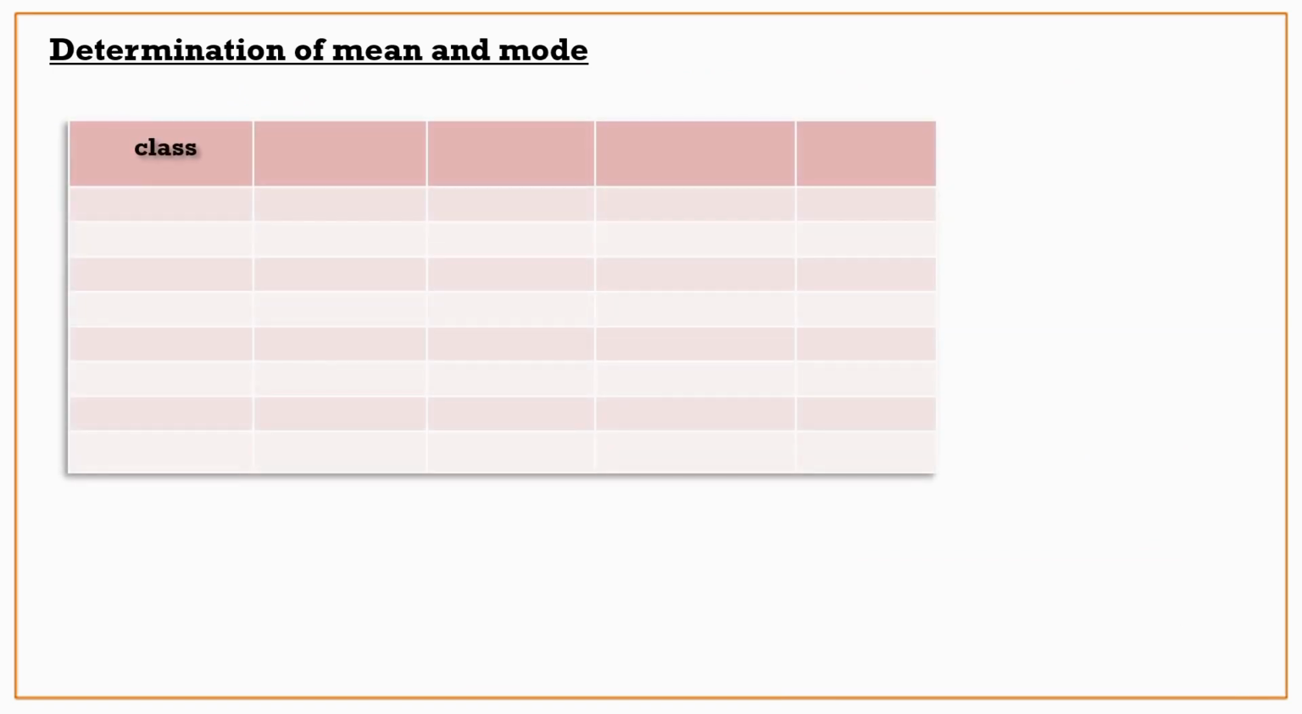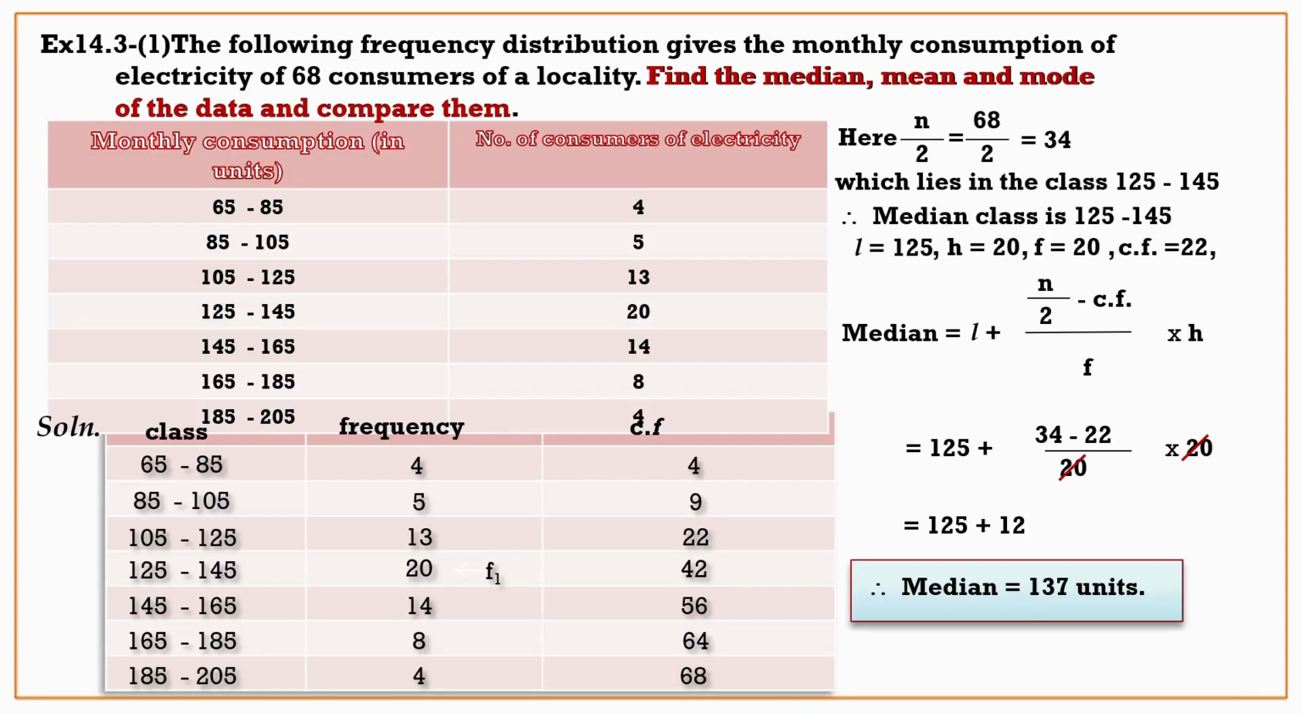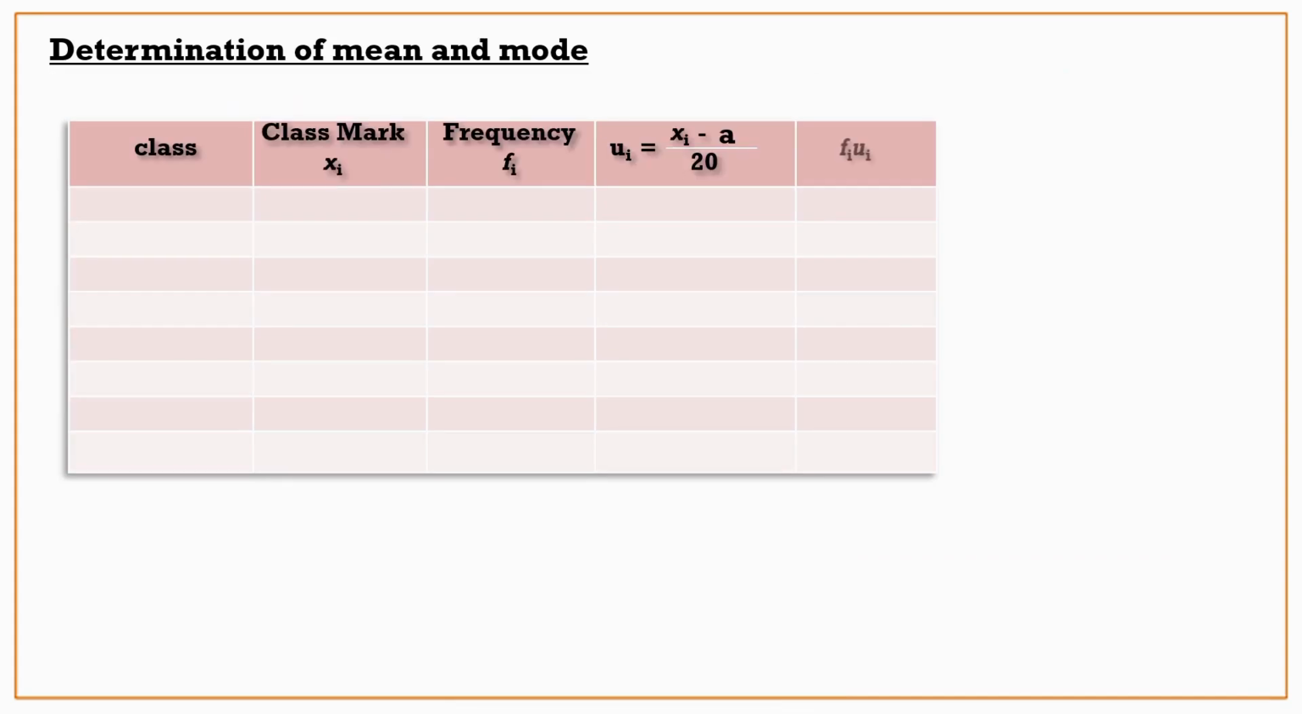So let us find the mean first. Here we will be using the step deviation method. So let us first fill the columns to find the mean value. First we will write the class interval, then class mark, then frequency, then ui. ui is the deviation, that is di divided by h, where di is xi minus A, and A is the assumed mean over here. H we already found earlier, that H is 20 over here. So ui is equal to (xi minus A) by 20. Then finally fi ui.